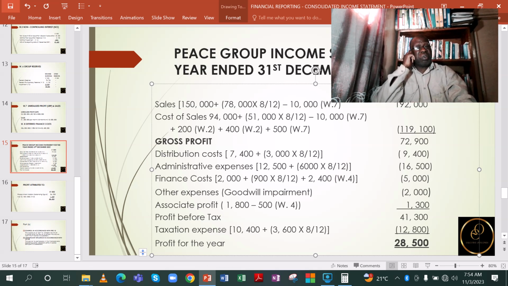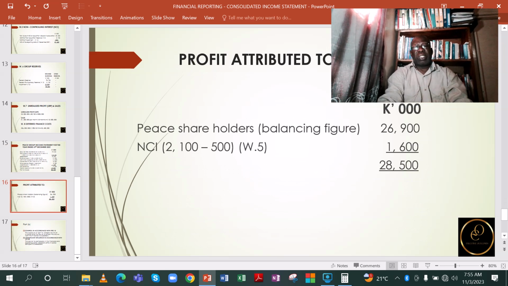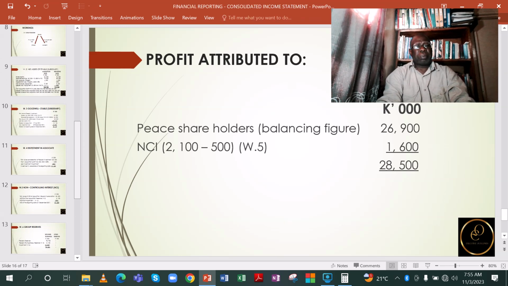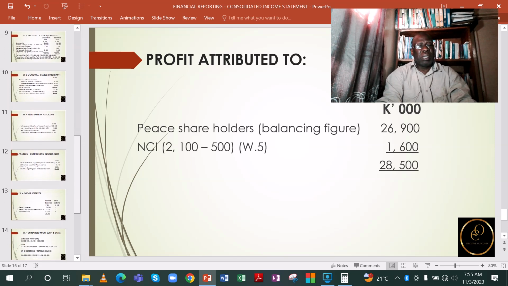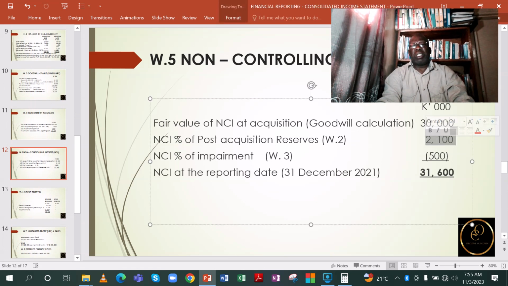Now we also look at an analysis where we look at what is attributable to the parent of this profit and what is attributable to the non-controlling interest. So we have this particular arrangement: profit attributable to parent and NCI. We have NCI, which is the profit made under working 5. We know that there was the post-acquisition profit of 2,100,000, which was impaired by 500. So if you subtract 500 from 2,100,000, you are going to get 1,600,000.